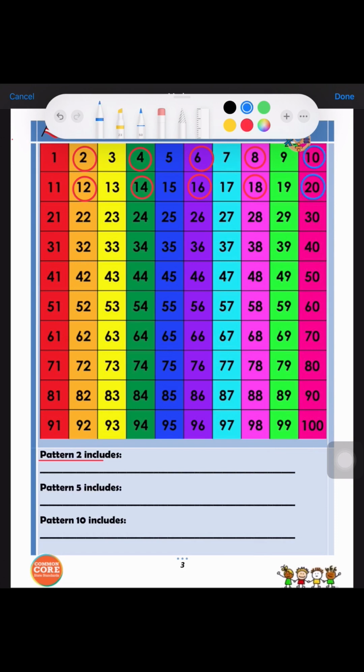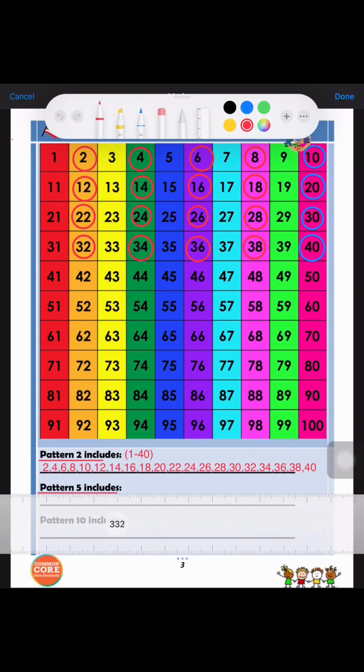And then 2 steps forward, it becomes 22. And then 2 steps forward, it is 24. 2 steps forward, 26. And then 28. And then 30. And then 2 steps forward, becomes 32, 34, 36, 38, and 40. So these are the numbers in the patterns of 2 from 1 to 40.